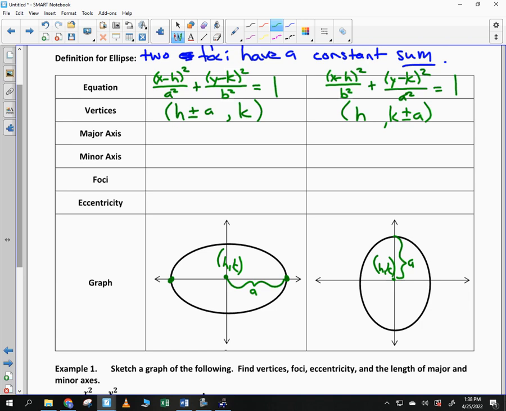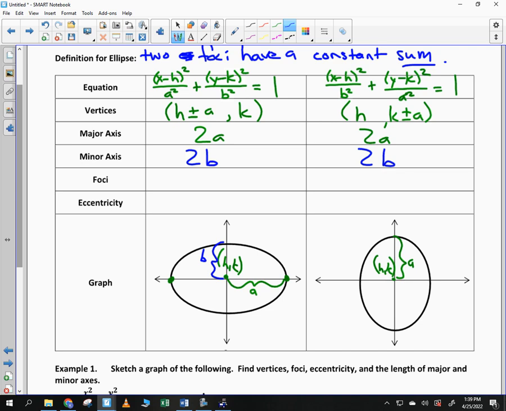The major axis is the longer length. What is the length between the vertices here? 2a. And that's the same case for both of them. We talked about how long you stretch the ellipse. We haven't talked about how wide you make it. Maybe you want to guess what that value is? It is b. It's whatever that value is. So the minor axis is 2b. That's how far it's stretched sideways, or widthwise, I should say.